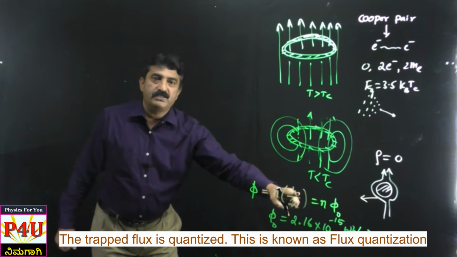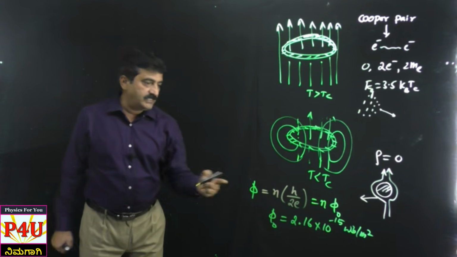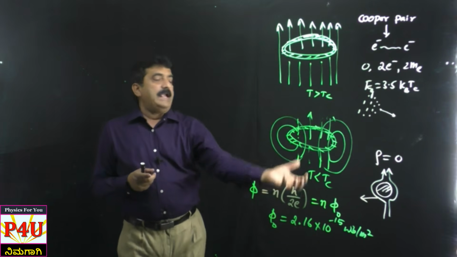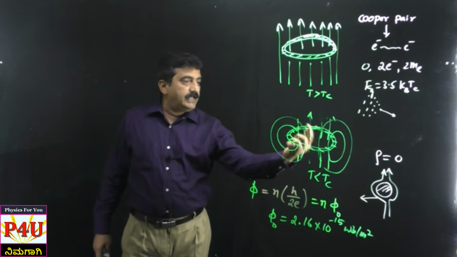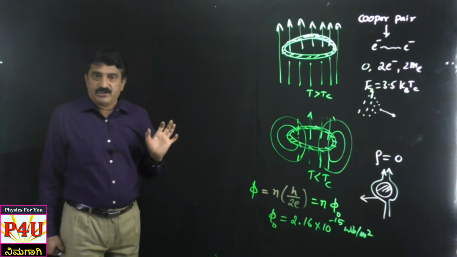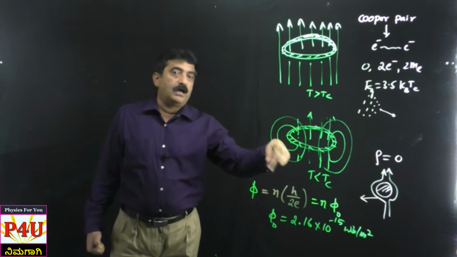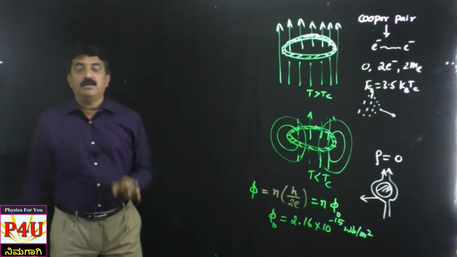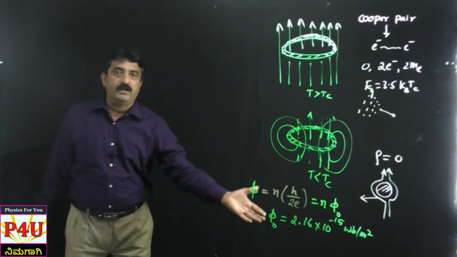Dear students, just substitute the h value, that is 6.62 into 10 power minus 34, and the e value, that is 1.6 into 10 power minus 19, you will get this answer. That means whenever you apply the magnetic field, the lines will enter. Now you reduce the temperature and withdraw the magnetic field, then the magnetic lines get trapped within the superconducting ring. This phenomenon is called flux quantization, or flux trapping. Why is it called quantization? Because the total flux trapped within the ring is always an integral multiple of phi naught, hence it is called flux quantization. Each phi naught is nothing but a fluxon, like photon we call it fluxon.